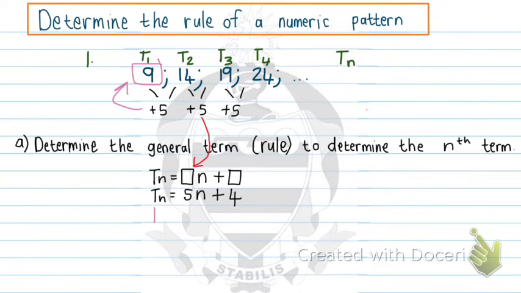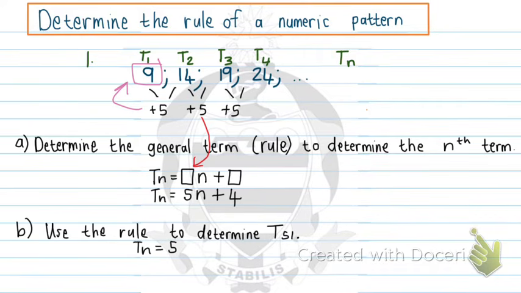But I just tested that rule. It's not necessary to do that. They only asked for the rule, and I did determine that. The next question is to use the rule to determine term 51. First I write down the rule: Tn is 5n plus 4. So term 51 is 5 times 51 plus 4.